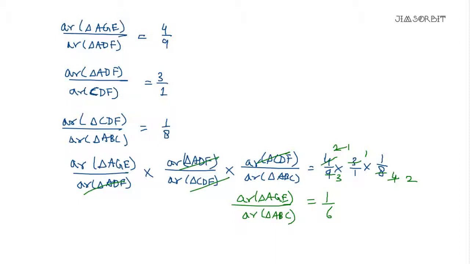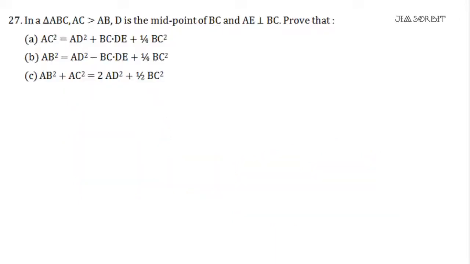Okay, let us take the next question. In this question we are saying that in a triangle ABC, AC is greater than AB, D is the midpoint of BC, and AE is perpendicular to BC. Prove that all these three parts. It's an NCERT question also, and also asked in CBSE 2008 or 10.